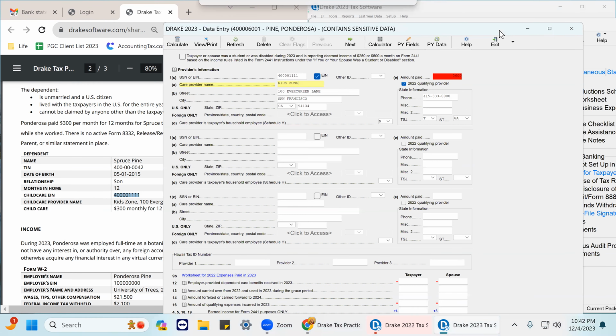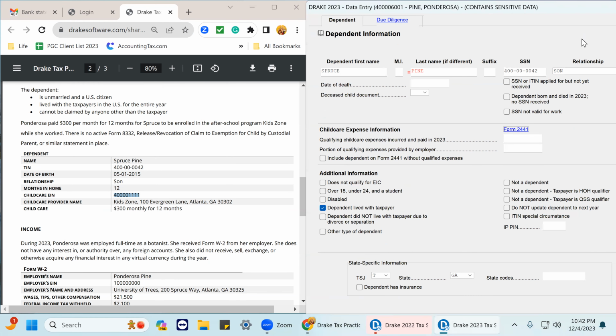But in this dependent care, just like after this, you need to input one more time. You remember how much? 3,600. Like here. You need to input twice, in 2441 as well as in here. So they're next to each other. If you don't put it in here, the number doesn't show.